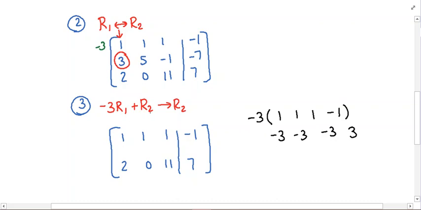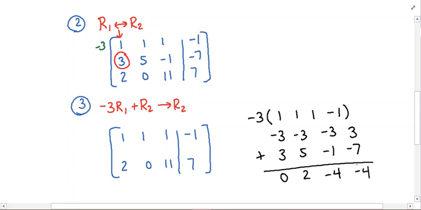Then you've got to add row 2 back to it. So go back to the previous matrix, write down row 2, and then you're going to add these numbers. So -3 plus 3 is 0. -3 plus 5 is +2. -3 plus -1 is -4. You've got to be careful with your signs. 3 plus a -7 is 3 minus 7. That's -4. Okay, that is your new second row. So here you go.